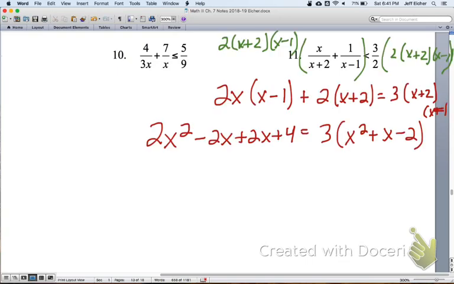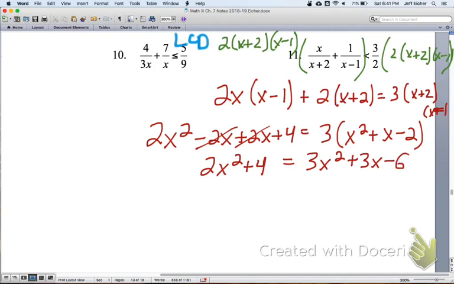All right, we'll pick it up here. The lowest common denominator is 2 times x plus 2 times x minus 1. We multiplied every fraction by that, I hope correctly. And then I started to simplify a little bit. Thought I'd stop there. Okay, so we have a 2x squared plus 4. These subtract each other. And then we have a minus 3x squared plus 3x minus 6.